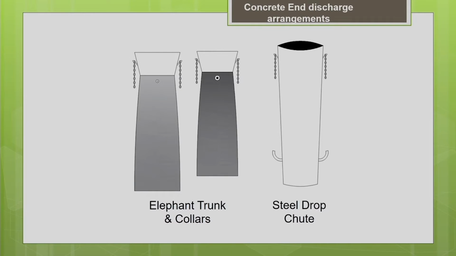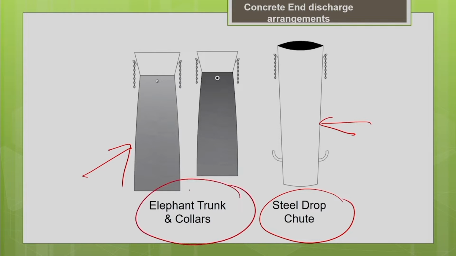These are the devices which we commonly use for the end discharge of the concrete. This is nothing but a vertical drop down pipe, a steel drop chute. It is nothing but a vertical drop down pipe. It can be a rigid pipe or it can be a flexible pipe. When it is a flexible pipe, we call it an elephant trunk and collars.